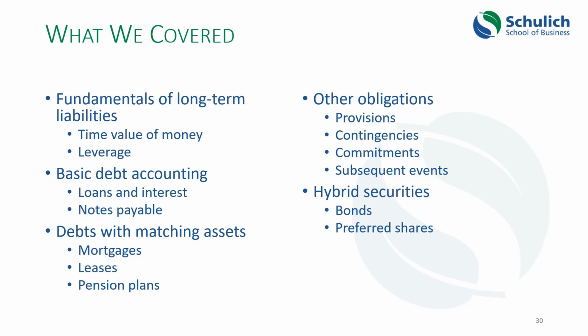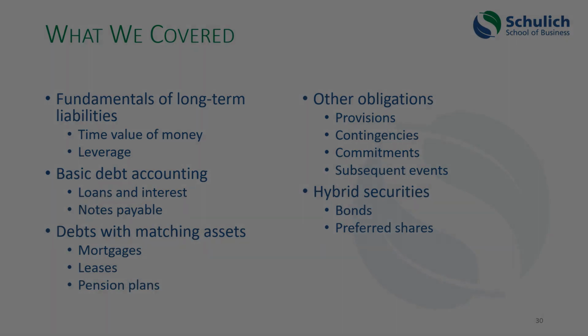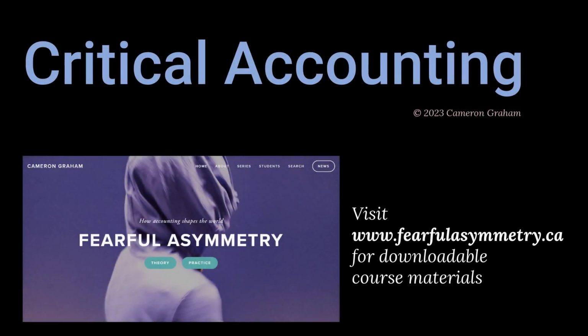And then we talked about hybrid securities, bonds, and preferred shares. I did not get into the accounting calculations for bonds and preferred shares because that's beyond this course. But the important thing to realize is that they behave a little bit like liabilities and a little bit like equity, and you have to decide where to classify those, and that's going to affect your leverage calculation if people are looking at your balance sheet and trying to determine the riskiness of the company. So that's long-term liabilities.